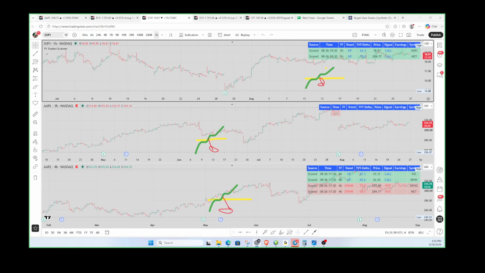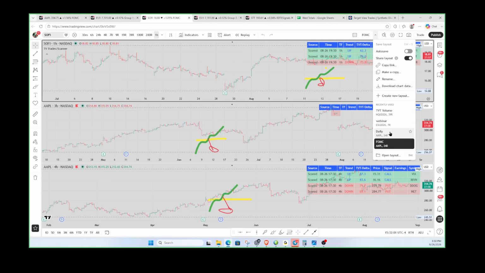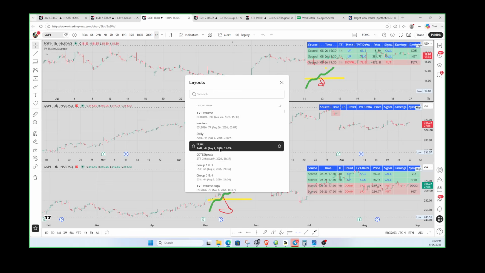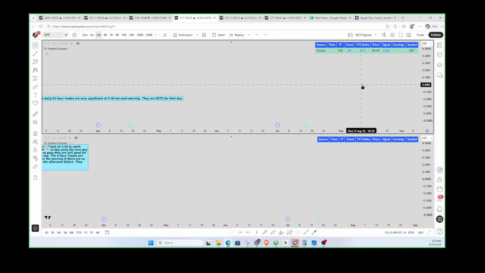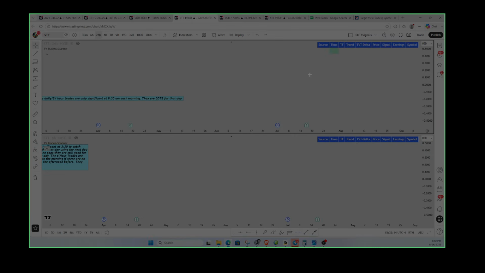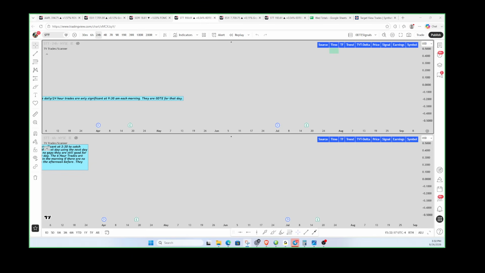And did we have any 0 DTEs? Let's check that guy right now. Open layout, 0 DTEs. Just the IBIT still. Okay. So the IBIT 0 DTE. Now IBIT, nope, it just went away. I'm going to skip the IBIT.